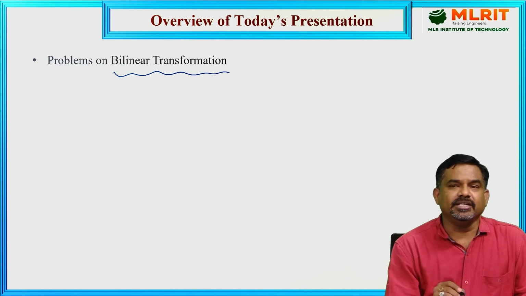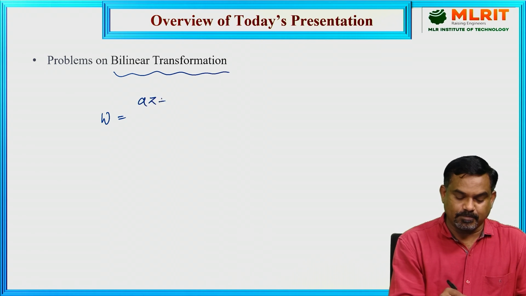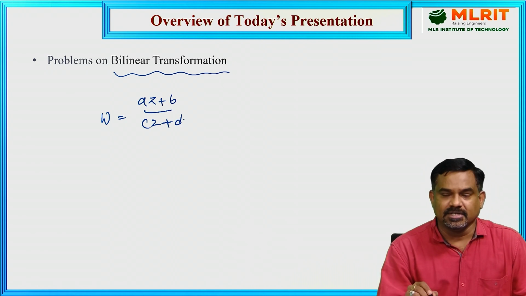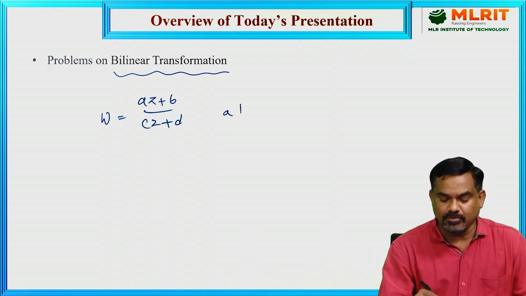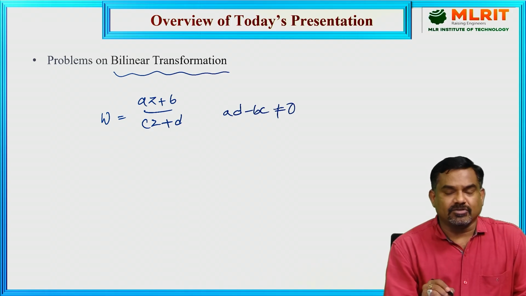Now what is a bilinear transformation? Any transformation of the form W equal to (AZ plus B) by (CZ plus D), where A, B, C, D are complex constants and AD minus BC is not equal to 0, is called a bilinear transformation. And a bilinear transformation preserves the cross ratio property.